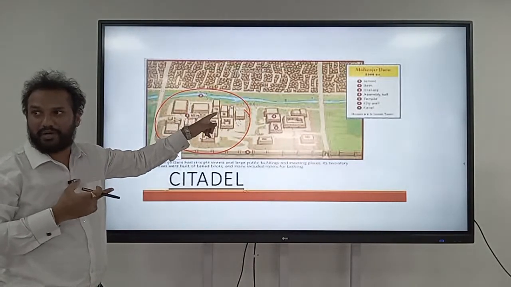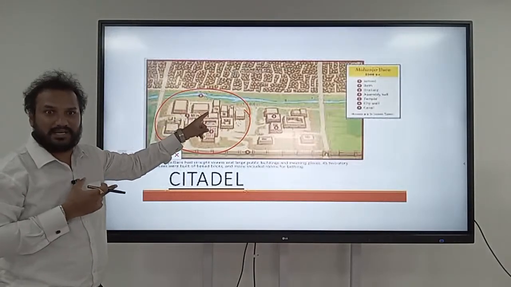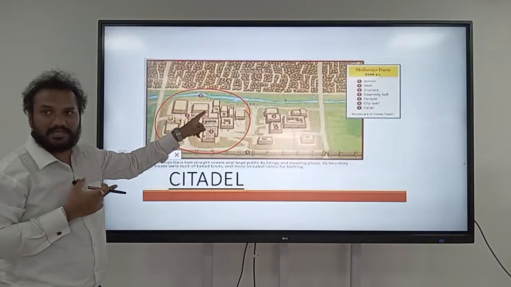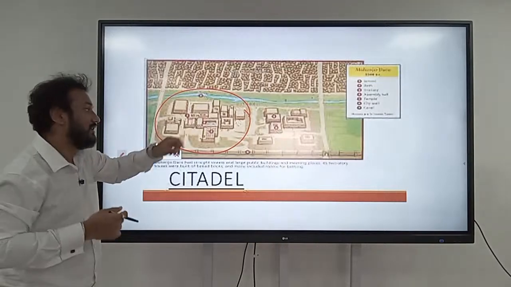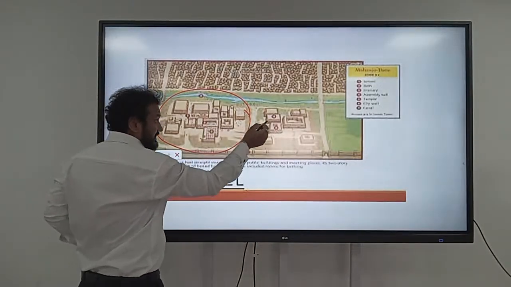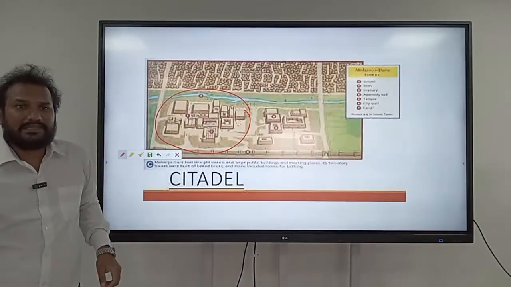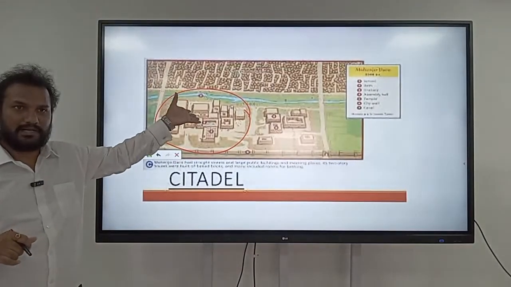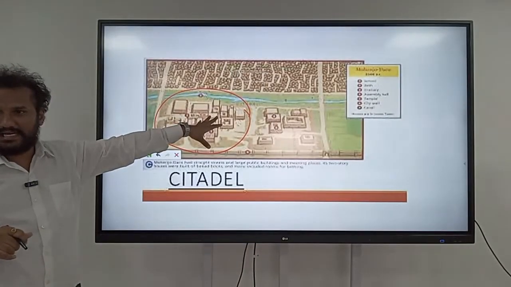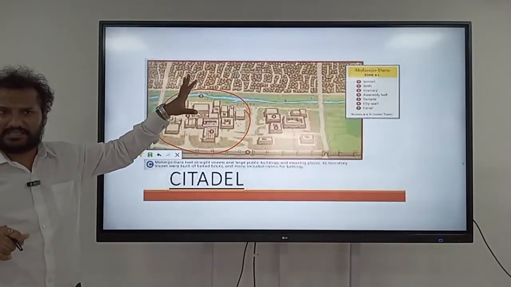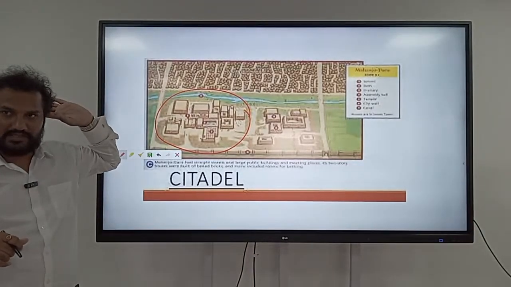That is very, very important for us. Regarding art and culture, because town planning is very important for UPSC point of view, GS paper. Here if you observe, the eastern part of the city has a lower elevation compared to the western part. Apart from that, the eastern part of the city has fewer buildings when compared to the western part.